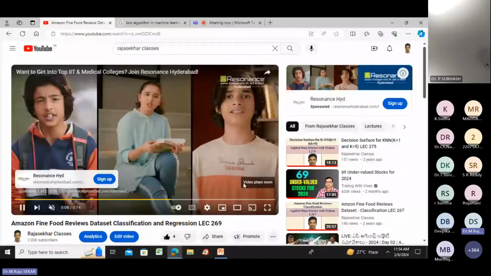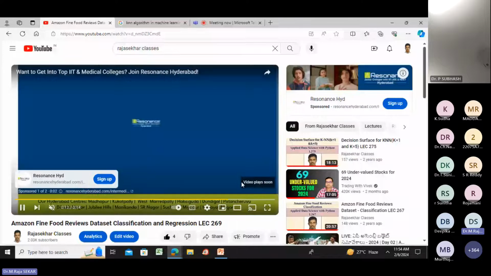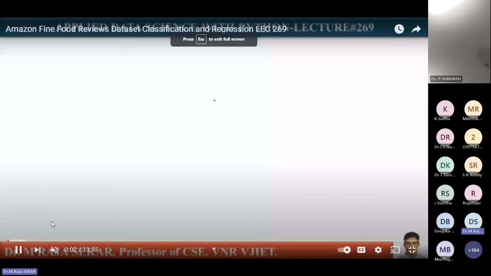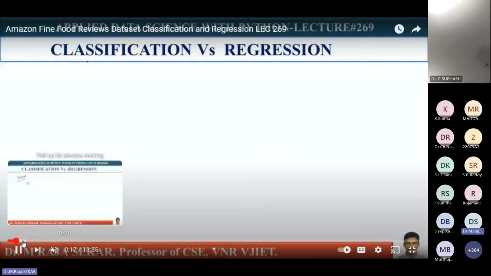Here we will try to understand classification versus regression. Of course, you have classification algorithms as well as regression algorithms. Let me recall what is classification and what is regression. I will spend only a few minutes, I will not take much time here.